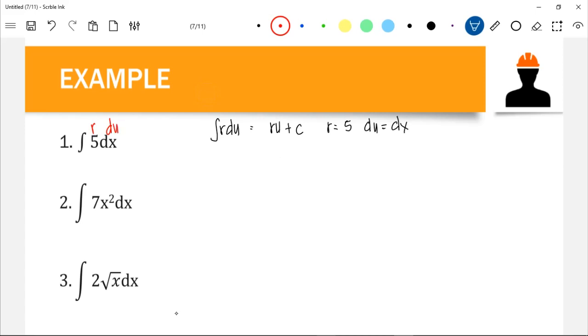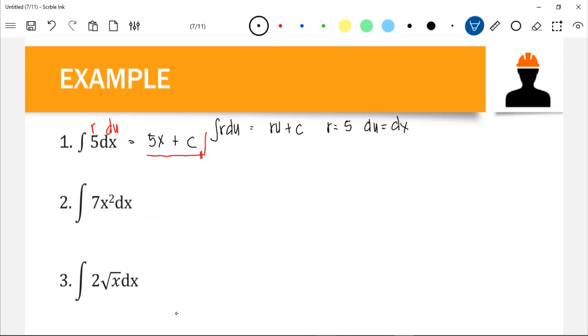So therefore, by using this rule, we can say that the integration of 5 dx is equal to ru, that is just 5, and our u here is the original form of du. Take note, our u here is x, correct? That is 5x, then the arbitrary constant c. So don't forget the constant c here. Okay, so this is the integration of 5 dx.